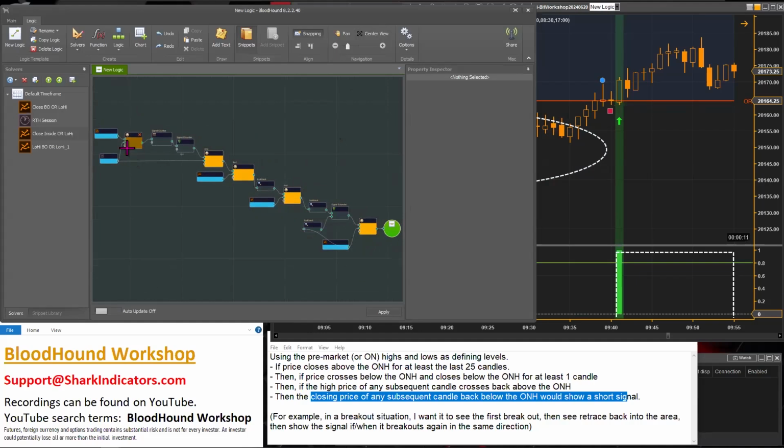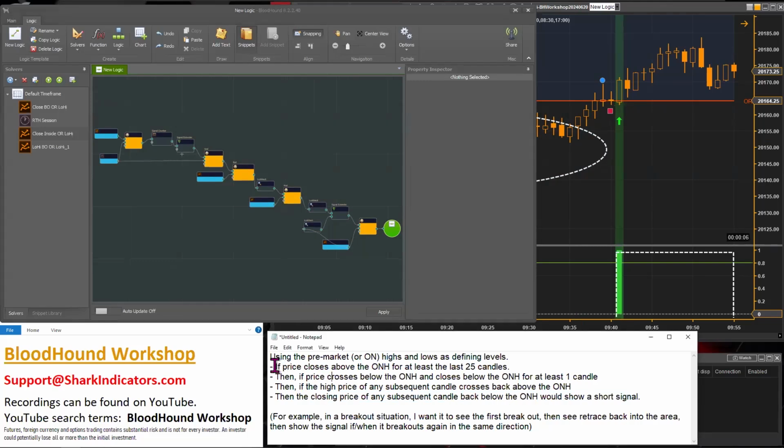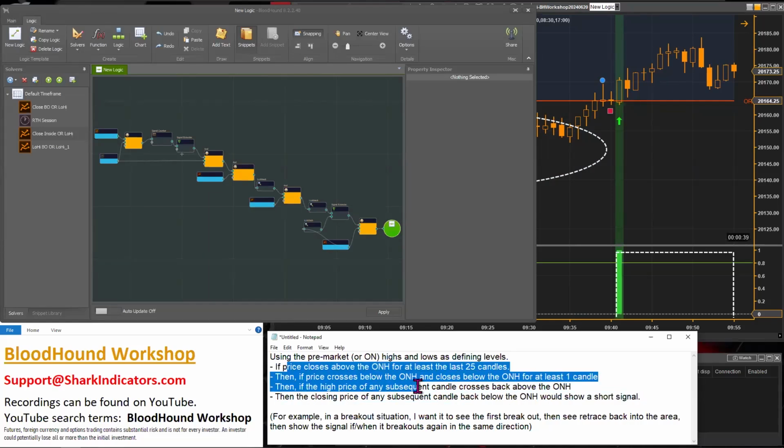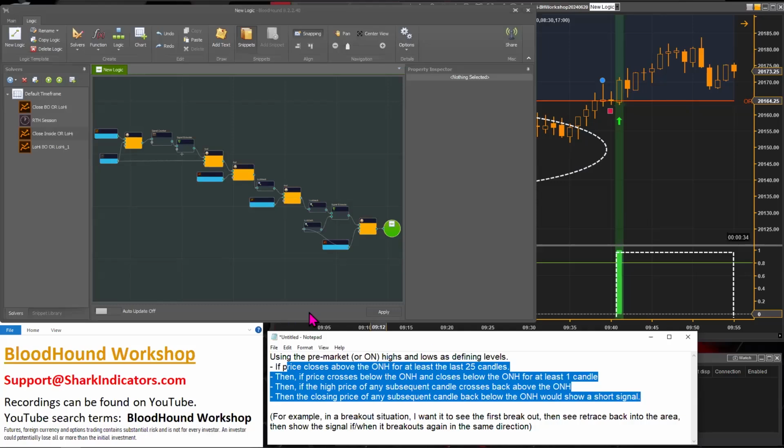All right, so there's the entire system there. With this particular system, we're looking for a condition, and then we have to wait some X number of bars for the next condition, and then wait again X number of bars for the next condition, and then wait again X number of bars for the next condition. So this is a chaining together of different conditions, one after another, after another, after another.